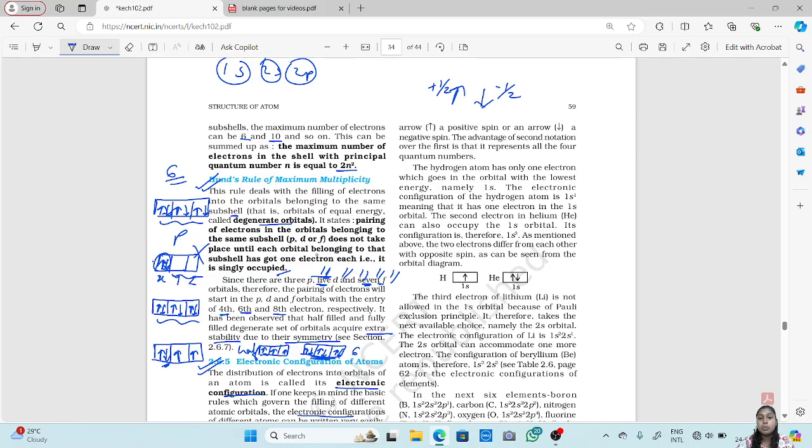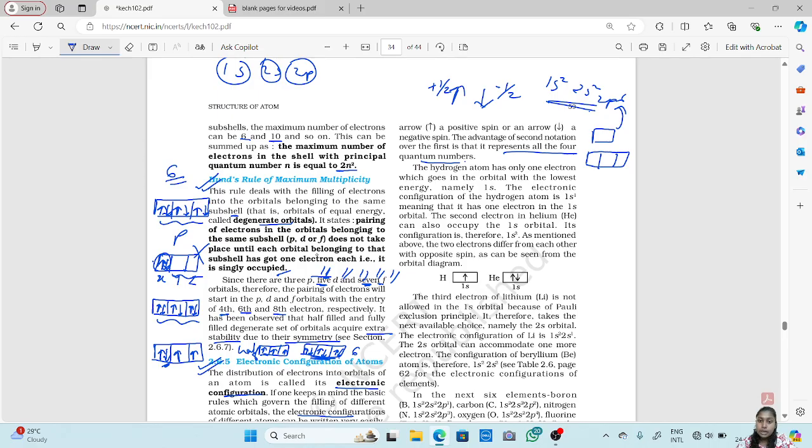The first one, that is 1s2, 2s2, 2p6, doesn't represent all four quantum numbers. Here you can get only the principal quantum number and the azimuthal quantum number. But the second one, where you represent it in a box format, the orbital diagram format, the advantage of this notation over the other is that it represents all four quantum numbers.